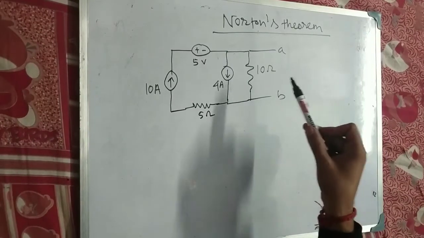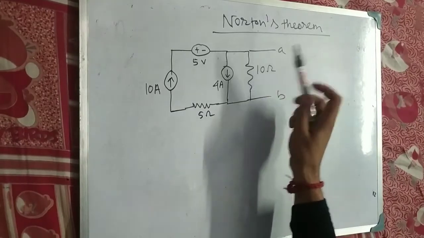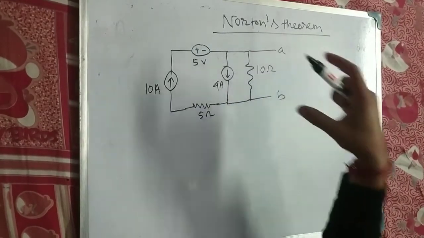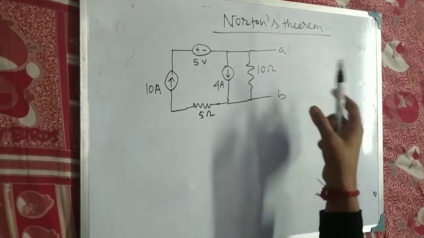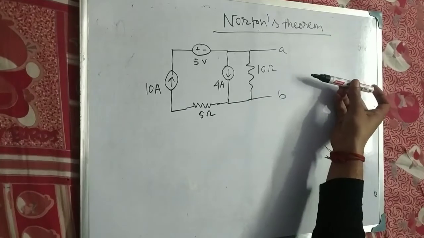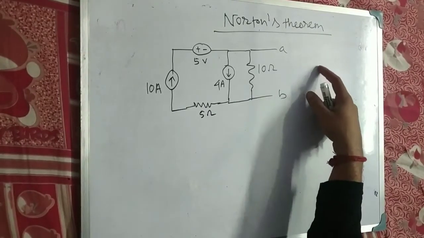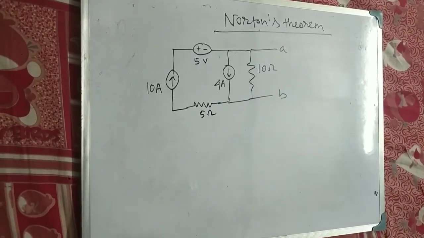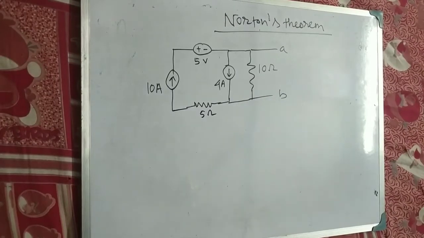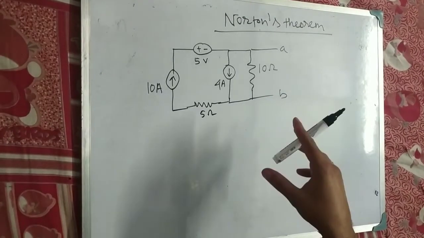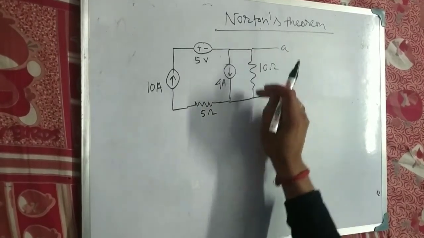If we want to apply Thevenin's theorem, we open circuit this 10 ohm resistance, find the Thevenin open circuit voltage, and then find the equivalent resistance seen from this terminal. The voltage source is then connected in series with the Thevenin equivalent resistance and the resistance that has been opened. Now for Norton's theorem, we short circuit the terminal.